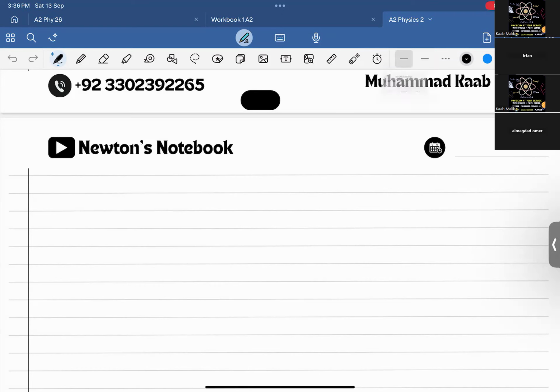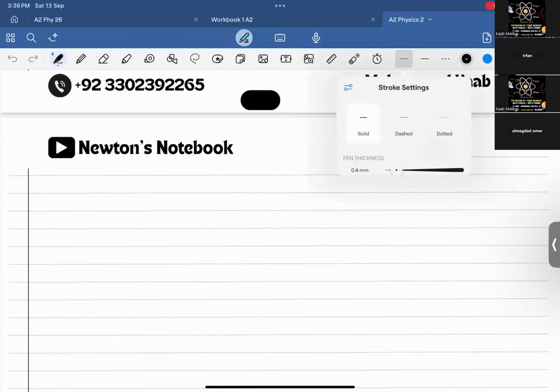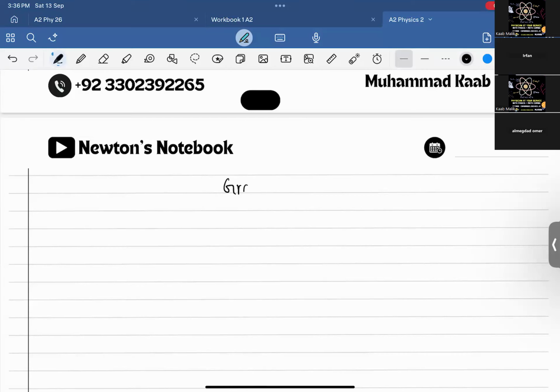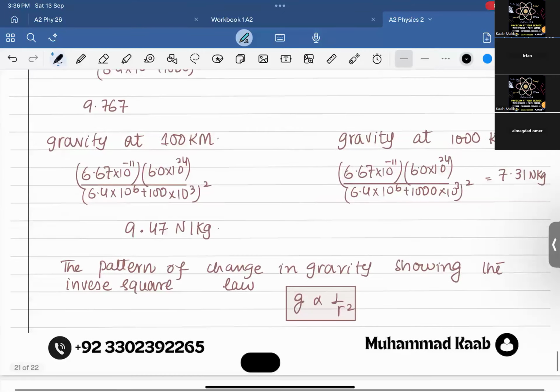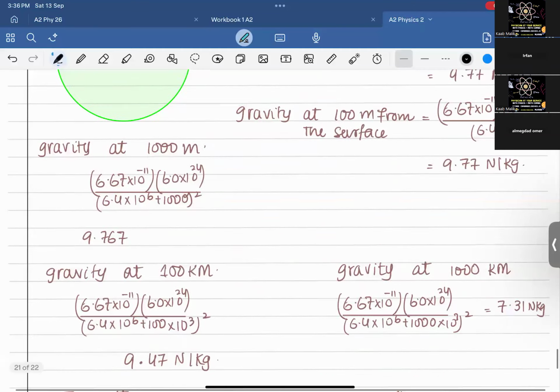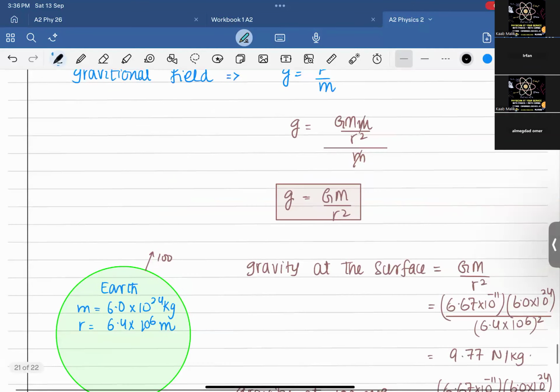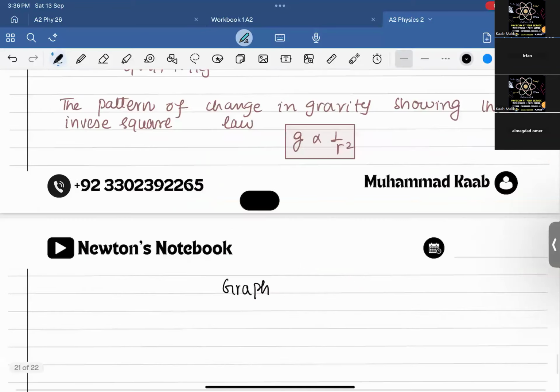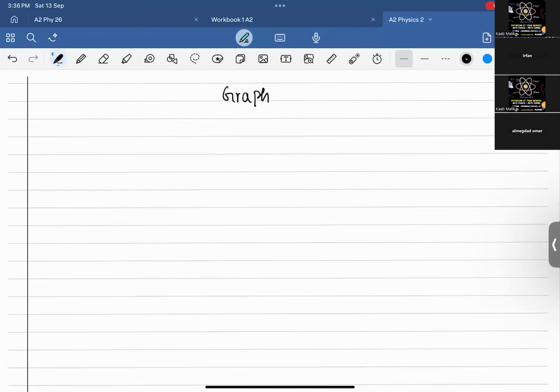So let's talk about the graphs. We previously saw that gravity is inversely proportional to the square of the separation, right? Now we have to draw the graph of how it actually looks.